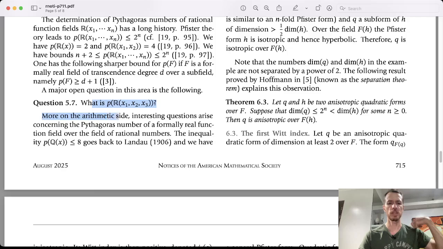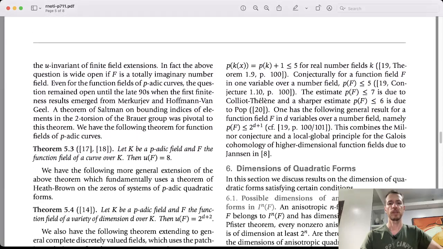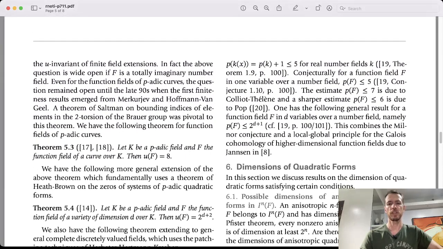More on the arithmetic side, interesting questions arise concerning the Pythagoras number of a formally real function field over the field of rational numbers. The inequality Pythagoras number of Q(x) ≤ 8 goes back to Landau, 1906. And we have the Pythagoras number of k(x) equals the Pythagoras number of k plus 1, less than or equal to 5 for real number fields k.